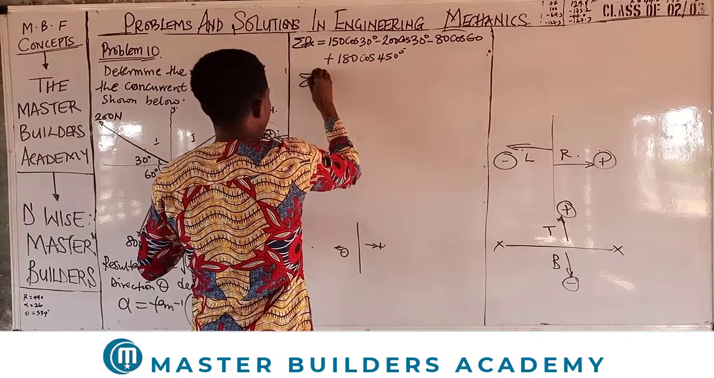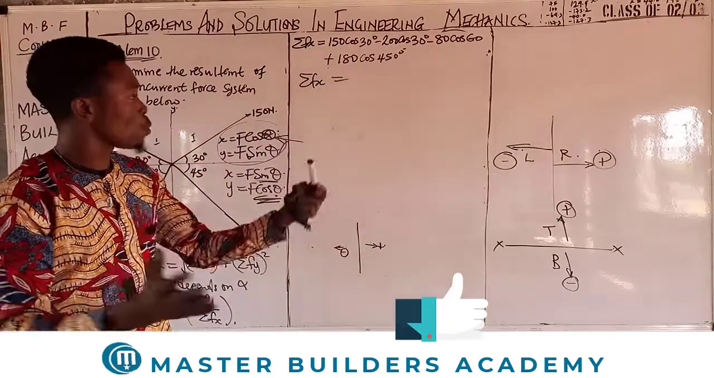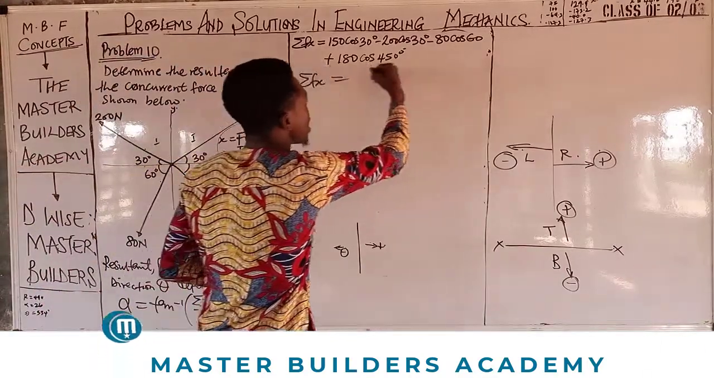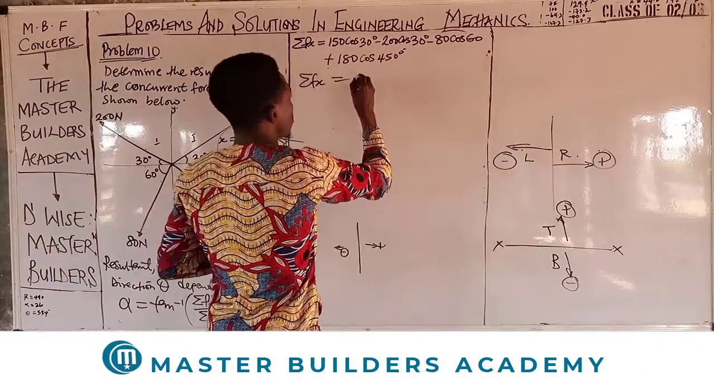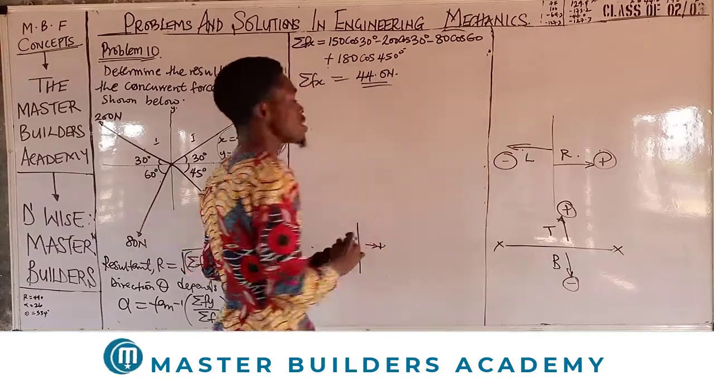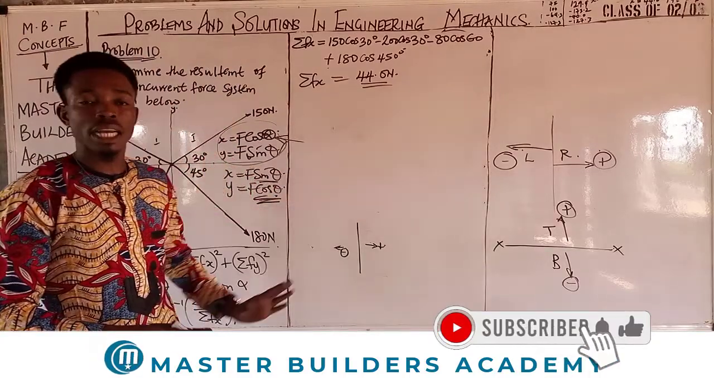So the sum of Fx. You can compute these values individually, but as long as I have the signs, I'll compute it once. When you compute everything here, you're going to have 44.0 Newton. This is the resultant force in the x direction.